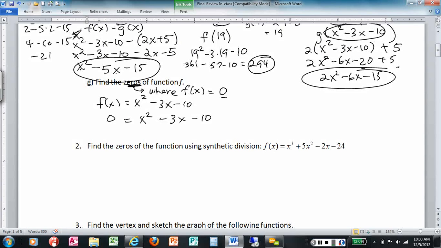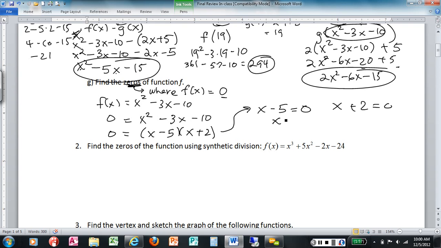Well, we solved that one. This is where I would factor, right? A little factoring here. Minus 5 and positive 2 to get minus 3x in the middle. So then I set each of those factors equal to 0, and those will be my zeros. Add 5 and subtract 2. Those are the zeros. All right?